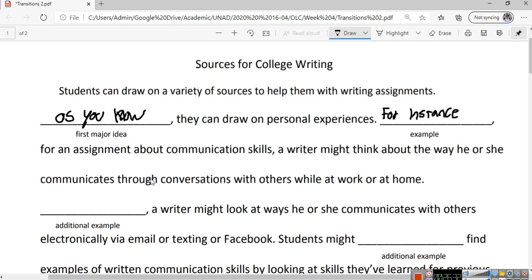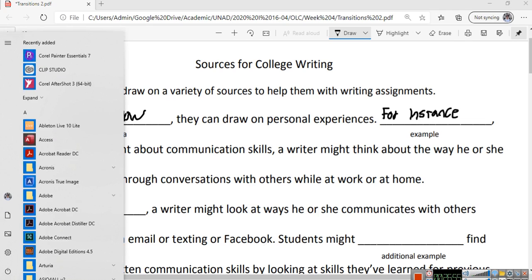So they can draw on personal experience. For instance, for an assignment about communication skills, a writer might think about the way he or she communicates through conversations with others while at work or at home. Very good, Lauren. You can mute your microphone. Okay. Thank you. Got one message.